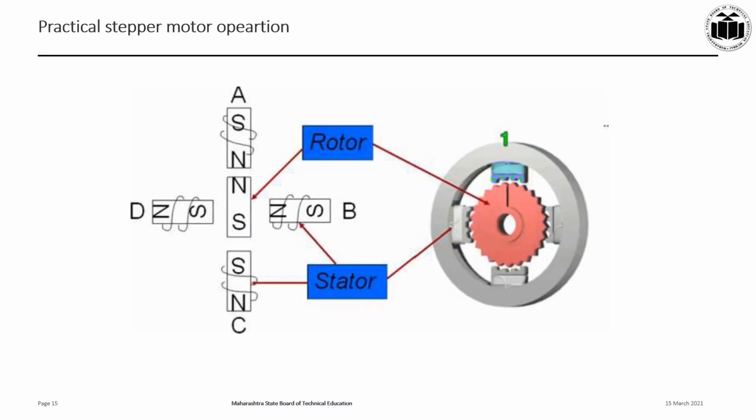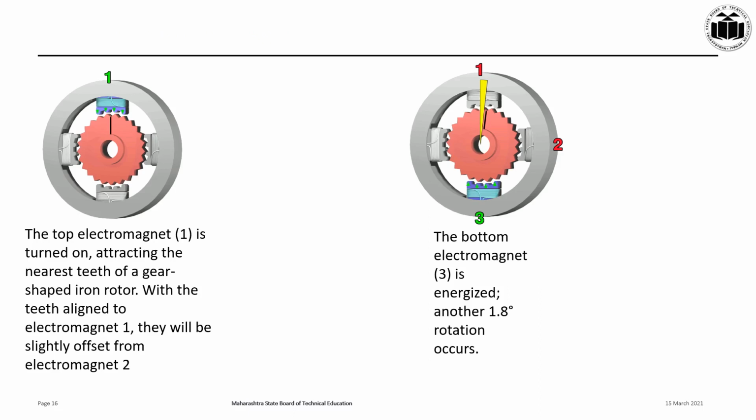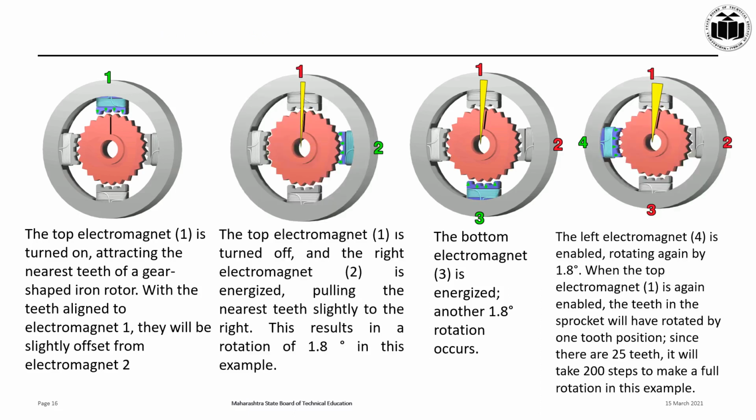In a practical stepper motor, the stator and rotor both are grooved. As you can see in the diagram, there are teeth on the 4 stators as well as the rotor. Also, the stator is an electromagnet and the rotor also is an electromagnet. So let us understand the stepper motor operation.